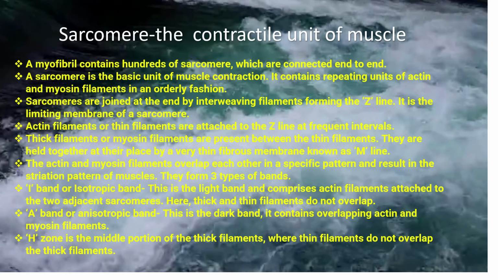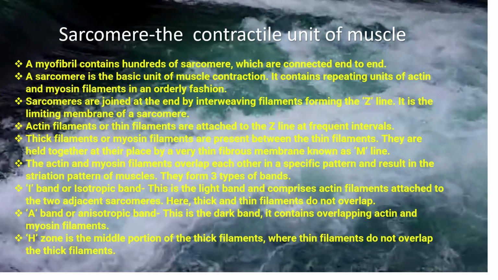They form 3 types of bands. 1. I-band, or isotropic band. This is the light band, and comprises actin filaments attached to the 2 adjacent sarcomeres. Here, thick and thin filaments do not overlap. 2. A-band, or anisotropic band. This is the dark band, it contains overlapping actin and myosin filaments.